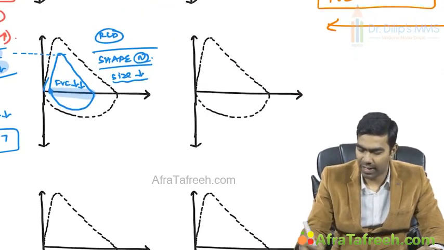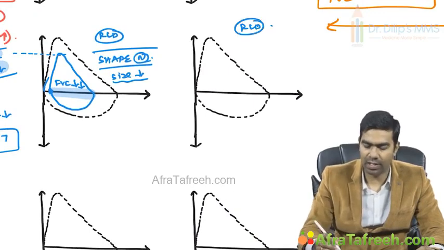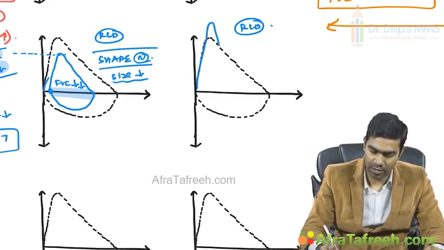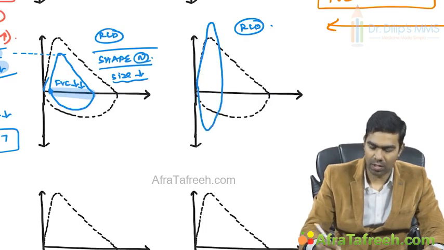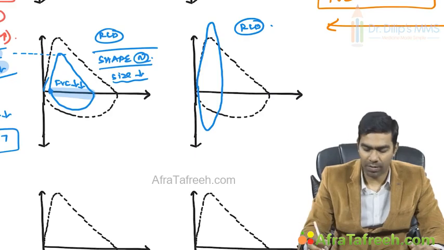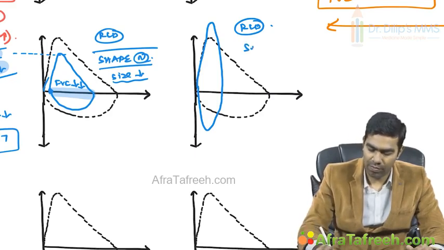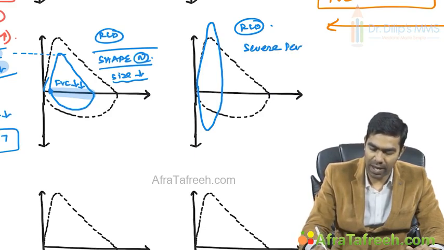And this is the second curve of RLD. RLD can show this kind of curve also. You are going to see some curve like this. What is happening here? This kind of curve happens in severe parenchymal RLDs.